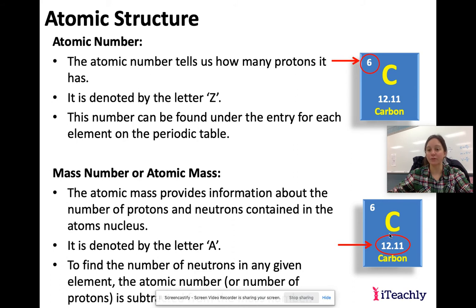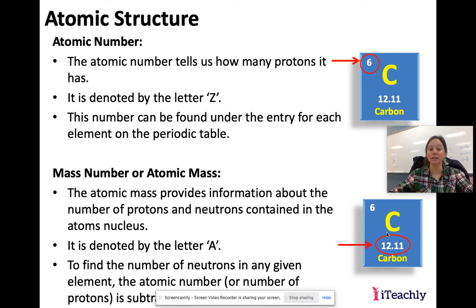Now, it's an average, so if I took all of the carbon atoms and added them all up to find the average mass, this is the average. So there's not 0.11 of a proton or a neutron. It's an average. We use this number to determine the atomic mass. So I need to round this number. This number rounded would be 12. What does that mean? That means carbon has 12 protons and neutrons total.